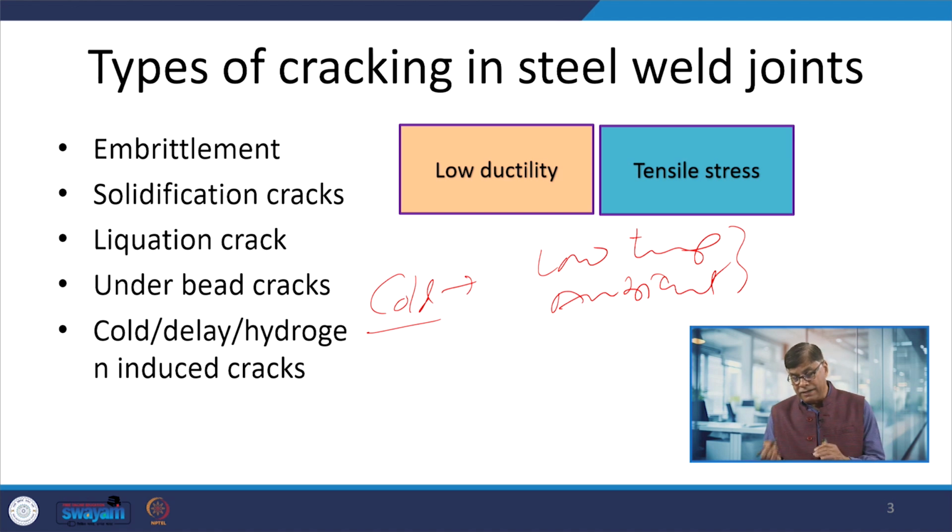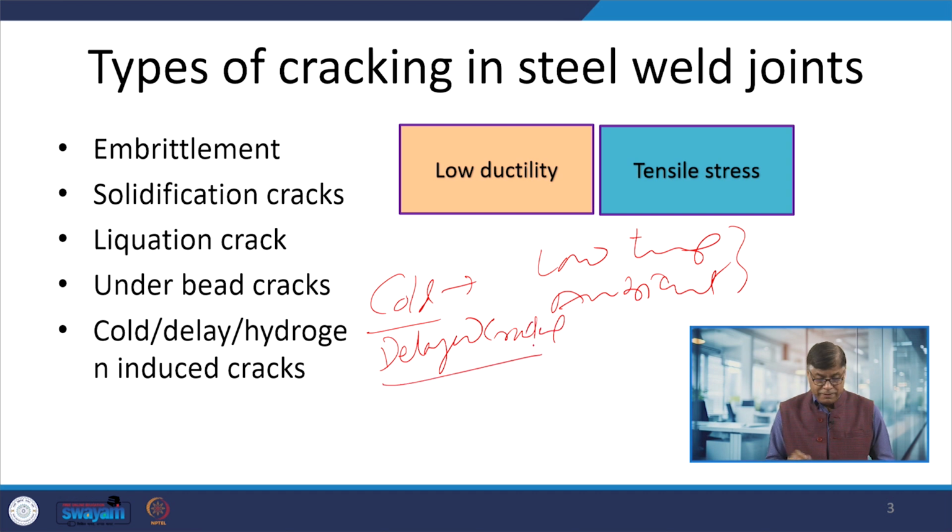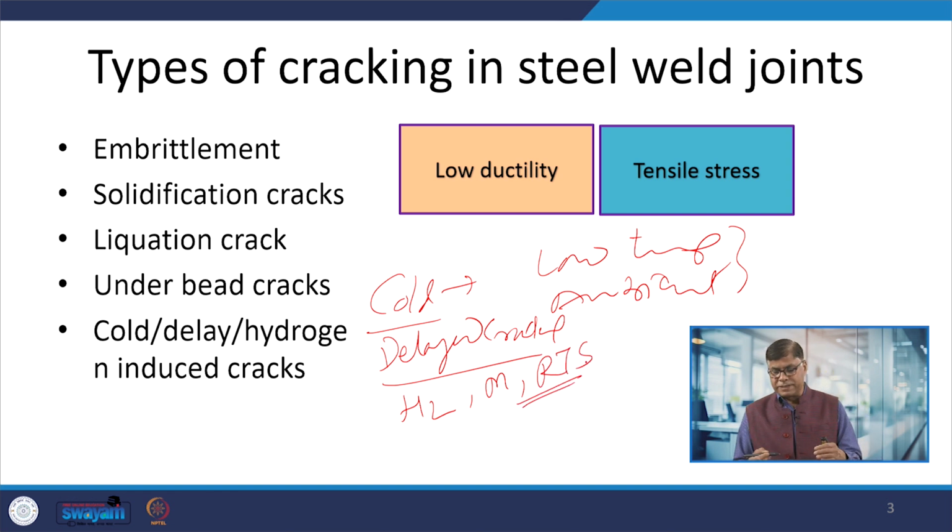Since it does not occur immediately after the welding but takes some time, maybe 1 hour, 10 hours, 1 day, 10 days, 1 month, 2 months, it takes long to develop cracks after the joint is made. That is why it is also called delayed cracking. This kind of cracking is primarily caused by the presence of hydrogen coupled with martensite and the residual tensile stresses, or tensile stresses due to externally applied loads.